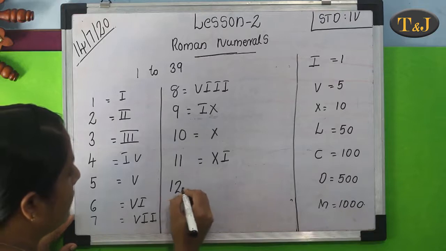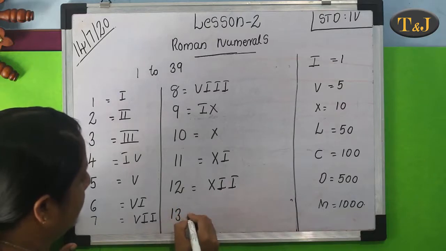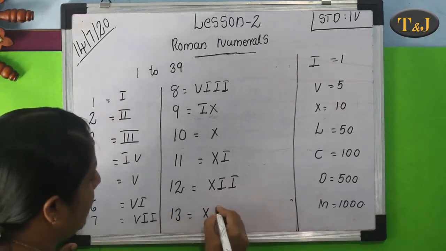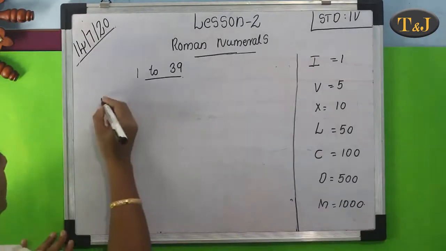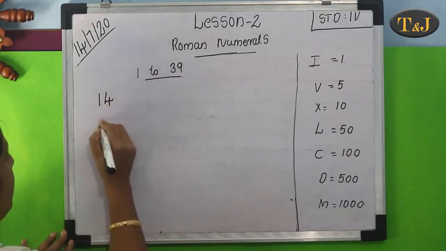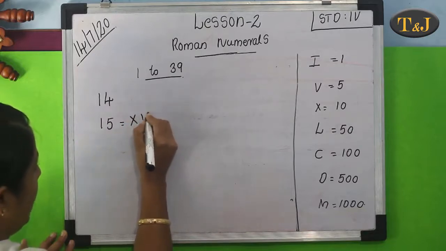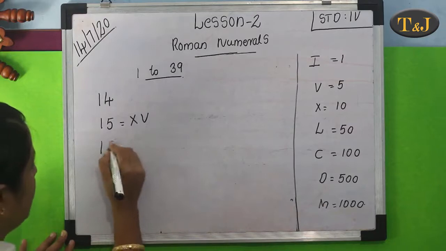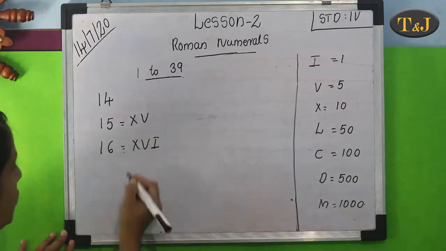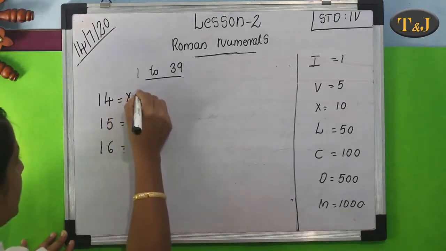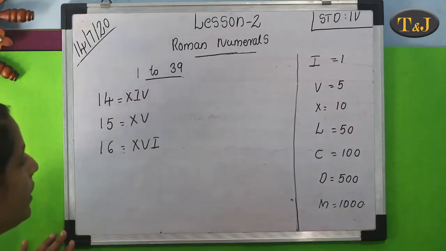Then 12 equals XII. Then 13 equals XIII. Next we are writing the number 14. Before that we have to write the number 15. 15 means 10 plus 5, that is XV. Then write the number 16, X, then we are adding I to this number, that is 16. 14 means we are subtracting I from this number, that is XIV equals 14 and XVI equals 16.